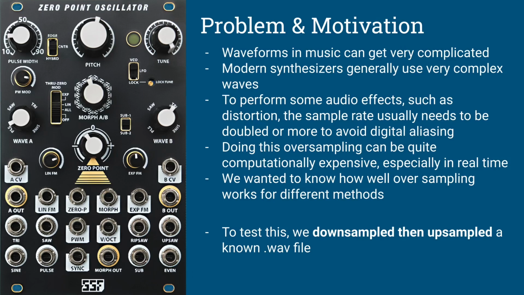So, waveforms in music can get very complicated, and modern synthesizers generally use very complex waves. To perform some audio effects such as distortion, the sample rate usually needs to be doubled or more to avoid digital aliasing. Doing this oversampling can be pretty computationally expensive, especially in real time. So we wanted to make sure that we could sample audio down and back up and still retain decent quality. And we wanted to test different methods for doing this.